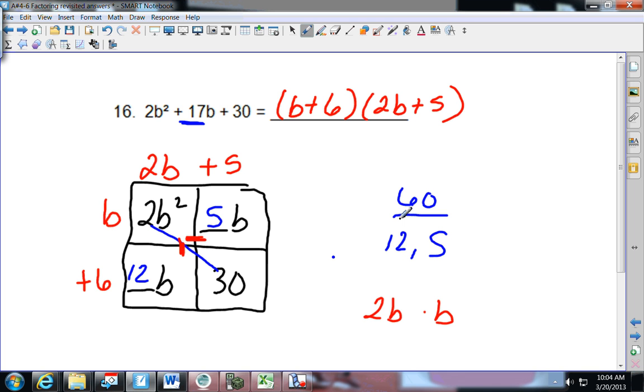Again, every one of these you should be checking in the calculator in case something like that happened when you took the factors of 30.